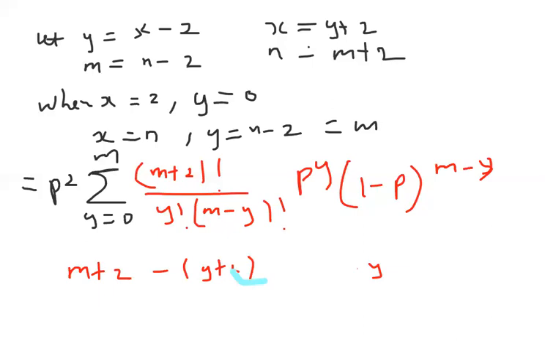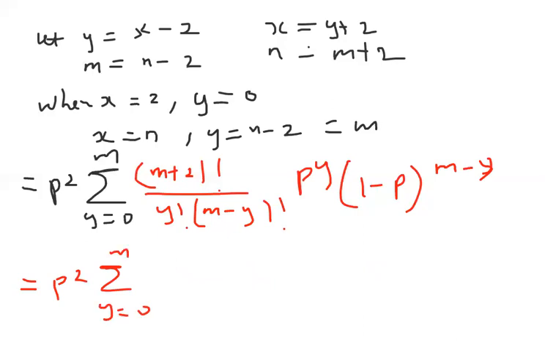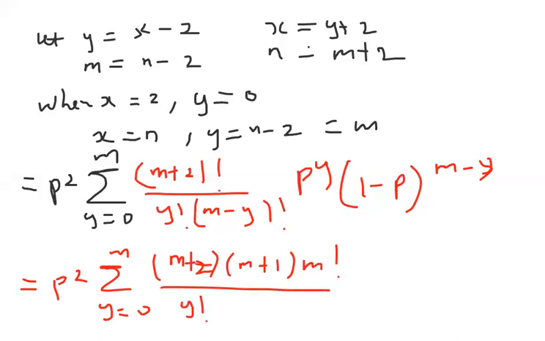Now once we have this, let's come to this part. Great. Now look at this thing. This expression can also be written as p squared, summation of y equals 0 up to m, so the same as m plus 2, m plus 1, and then m factorial all over y factorial, m minus y factorial, p exponent y, 1 minus p exponent m minus y.